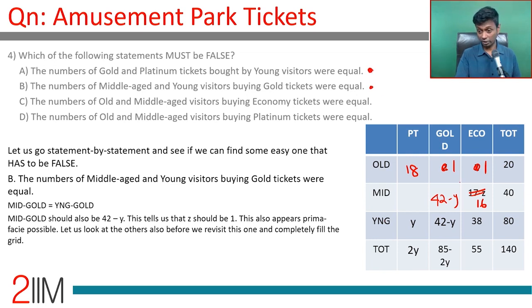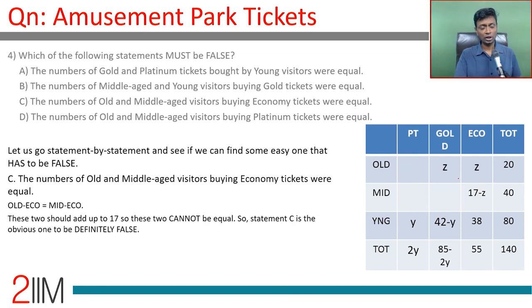Again, we'll revisit this. If all four statements take us to a dead end, then we'll come back here and see where it could break down. But as of now, we're not able to see an obvious point where it could break down. Let's go to statement C. The number of old and middle-aged visitors buying economy tickets were equal. Old economy, middle-aged economy. These two add up to 17, because 38 out of 55 are accounted for. They cannot be equal. So this one is obviously false.